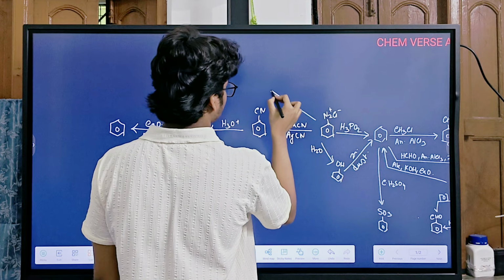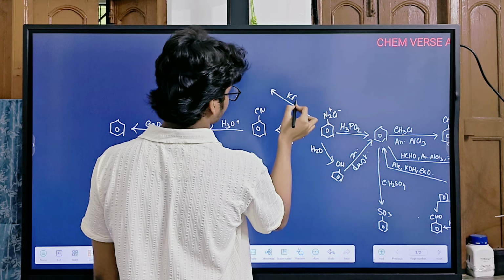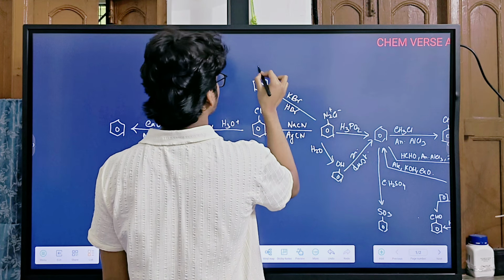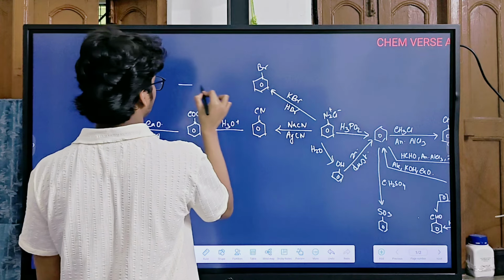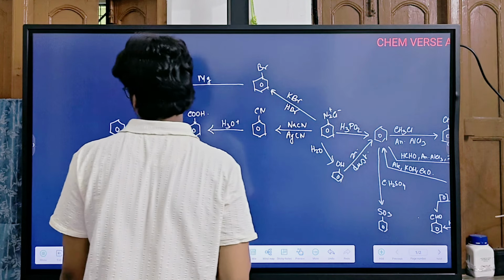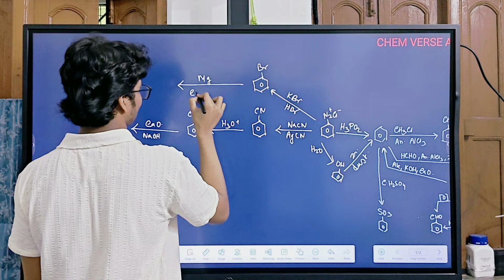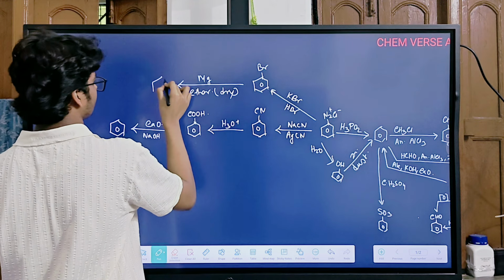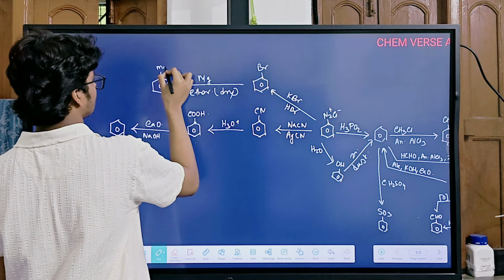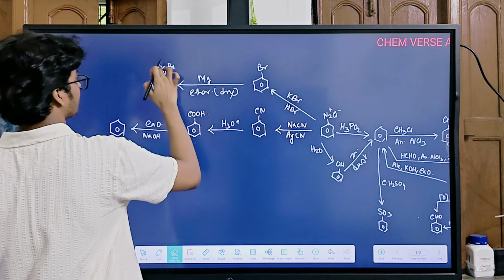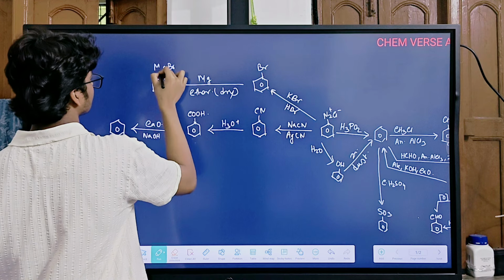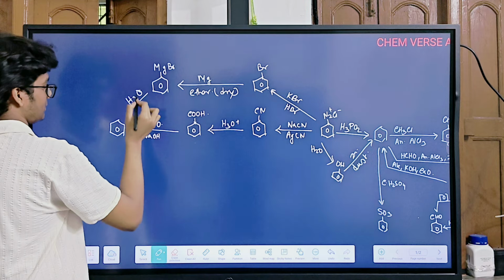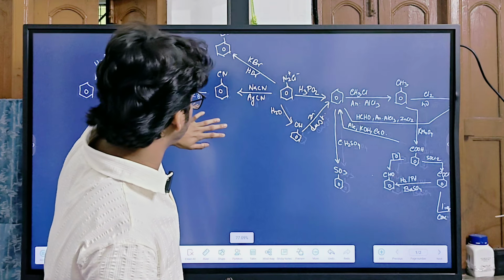Now our Grignard part, which we can convert by adding KBr or HBr. So there goes bromine in place of N2Cl minus. We will add magnesium in presence of ether, diethyl ether, to form the Grignard reagent, MgBr. Which on H2O will give back benzene again. So starting from benzene, we are getting another benzene. Now let's move on.